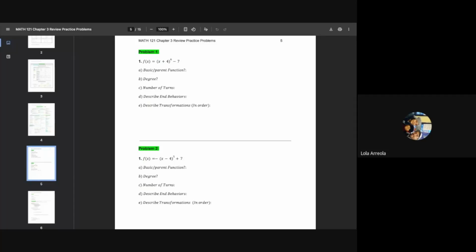Problem number 1 and 2, we're testing the transformations. We're also taking this long equation and seeing if we can come up with the basic function, so the basic version of this equation. So notice that this is a transformation, this is a transformation as well. So without those transformations, what does the basic function look like? Once we establish what the basic function is, then we could easily establish what the degree is. And then we sort of just start to break down and analyze what exact transformations we have.